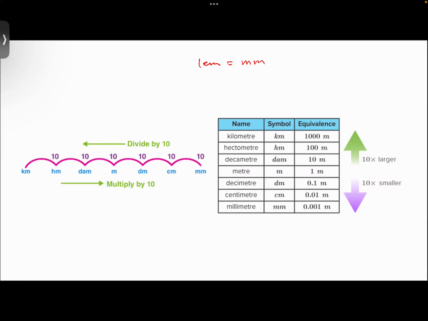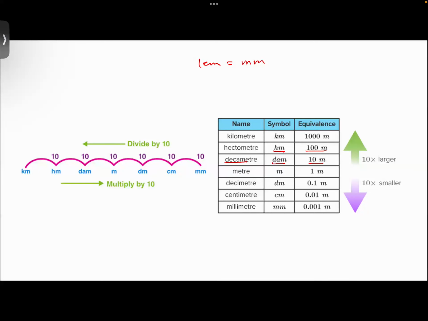What if you are required to measure larger distances? What are the units which we have? Kilometer, hectometer, decameter. Decameter is written in short as DAM. 1 decameter is equal to 10 meter. Hectometer is 100 meter, and the symbol is small h, small m.